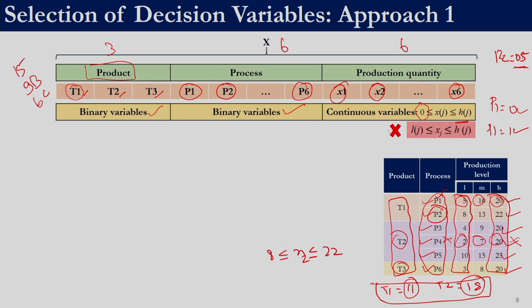So, this is wrong. If we are enforcing this, then we are implicitly enforcing the constraint that every process has to produce a product which has to be between its lower and upper bound. So, here for process 2, though the problem definition does not have the requirement that process 2 has to be used, if we take this as bound, then we are enforcing that constraint that process 2 should produce at least 8 and at most 22.